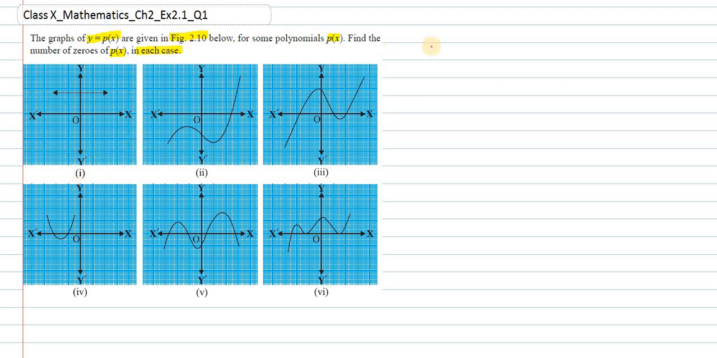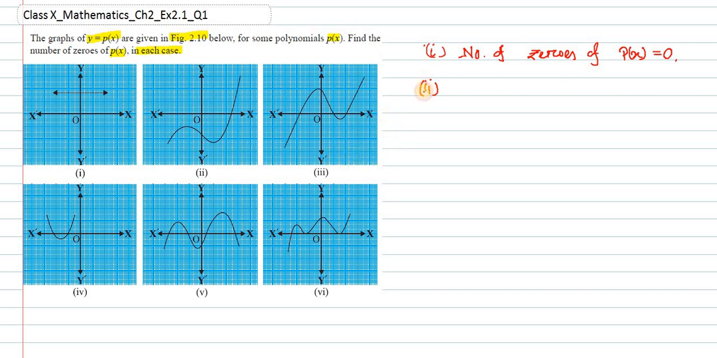the first one here. In the first one, how many times has the graph of p(x) crossed the x-axis? The graph of p(x) here is this line, this arrow. Now this arrow has never crossed the x-axis, not even once. Therefore we can say that there is no value of x for which y becomes 0. That means for the function p(x), there is no value of x for which y is equal to 0. Therefore in the first case, the number of zeros of p(x) is 0. So there is no zero of p(x).